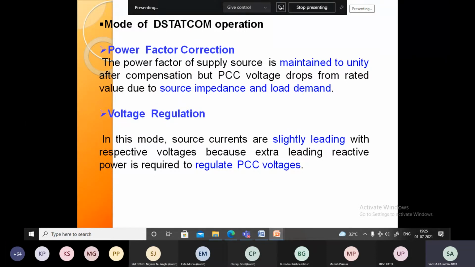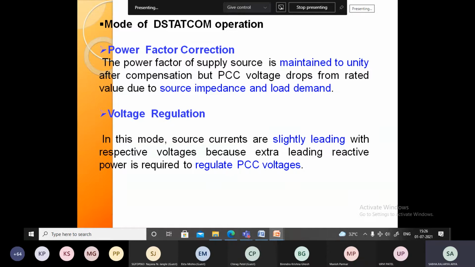This is the main thing. After that, whatever shunt device is there, you can operate it in PFC mode or ZVR mode. In case of PFC mode, what are the things? Maintaining unity power factor after compensation. Means on the supply side you can maintain UPF, but the PCC voltage drops from the rated value due to source impedance and load.